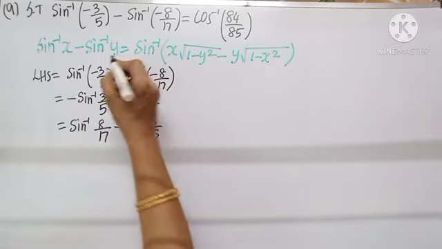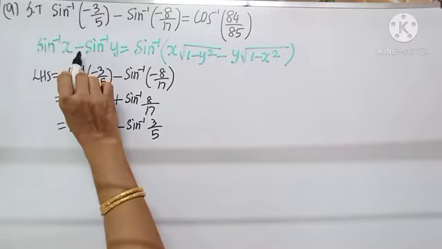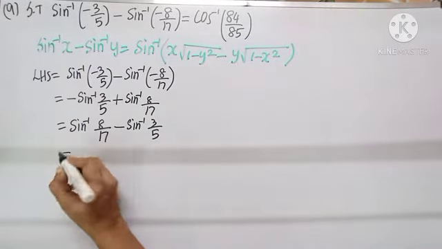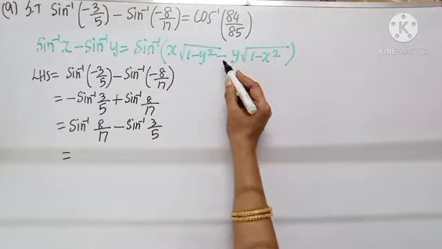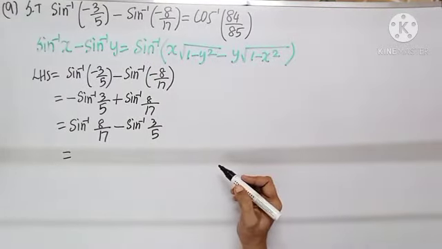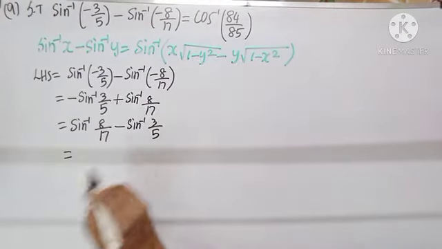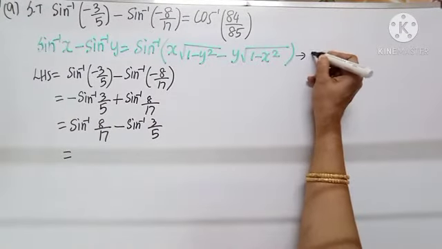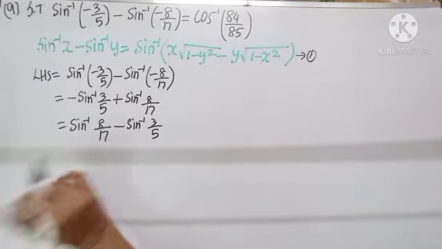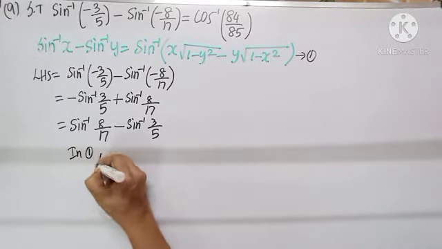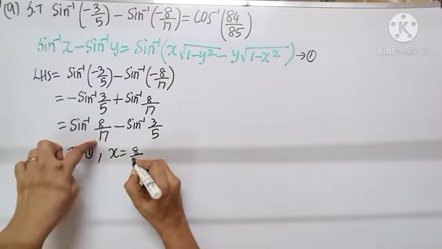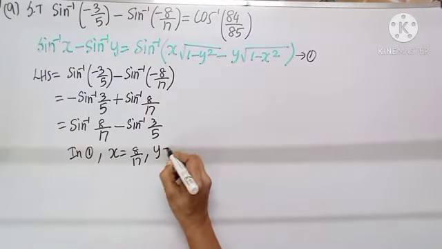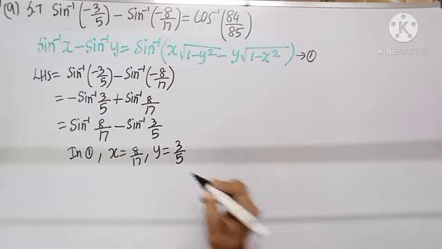Now remember the formula, sin inverse x minus sin inverse y. It is sin inverse x root of 1 minus y square minus y root of 1 minus x square. To apply the formula here, call the formula as 1. In 1, wherever x is coming, I will put 8 by 17. Wherever y is coming, I will put 3 by 5.